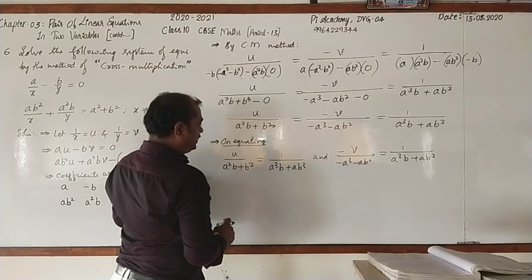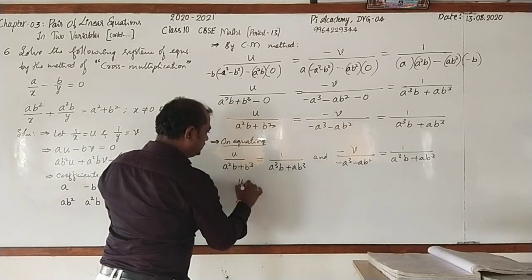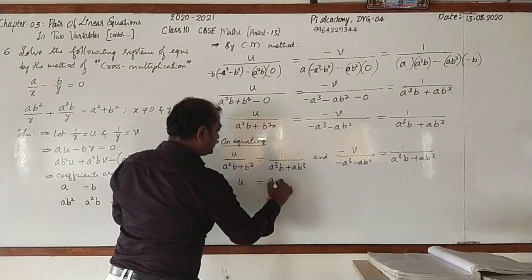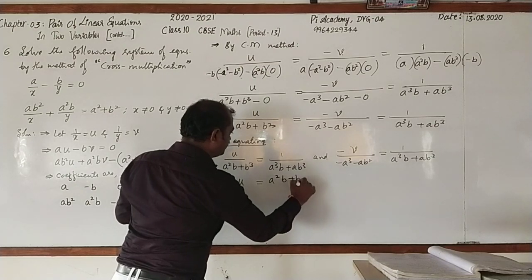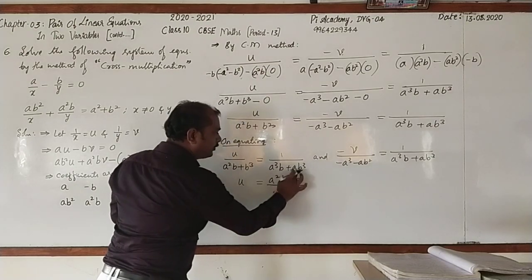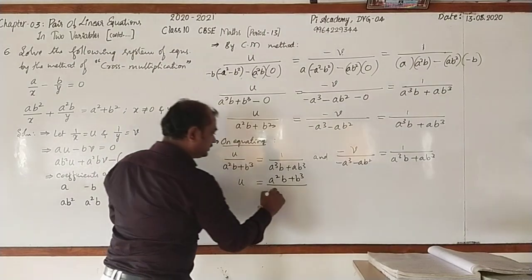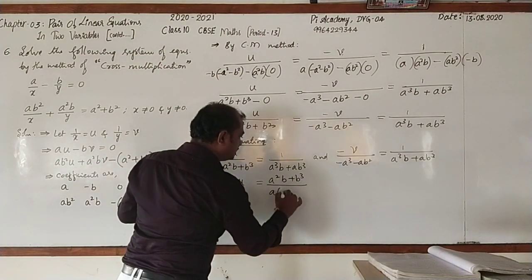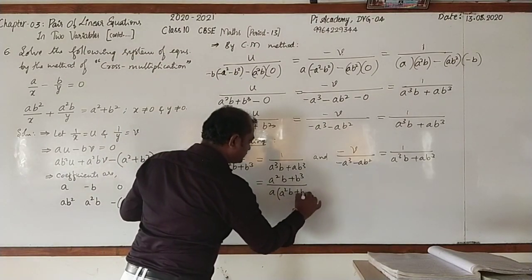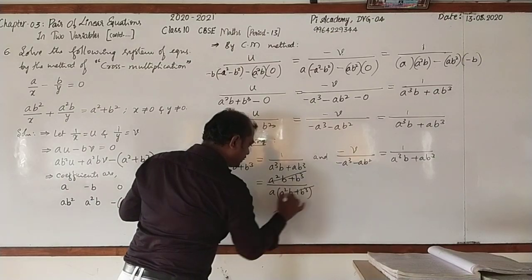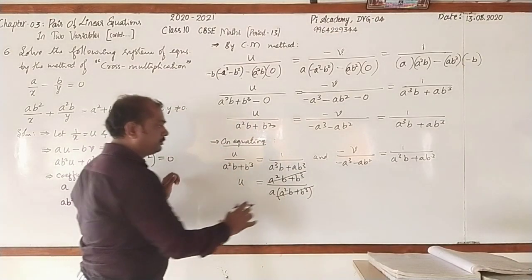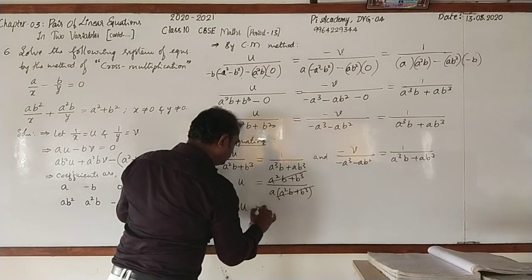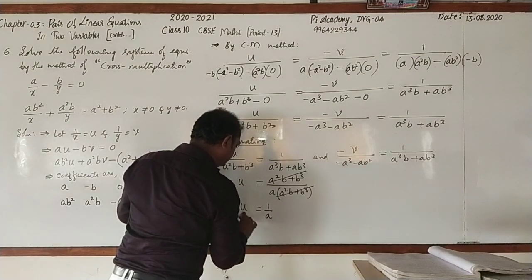Now let us go for finding u. u is equal to a square b plus b cube. Here I will go for taking a as common factor. a into, see that, a square b plus b cube. Now a square b plus b cube, a square b plus b cube get cancelled. u is equal to 1 by a.